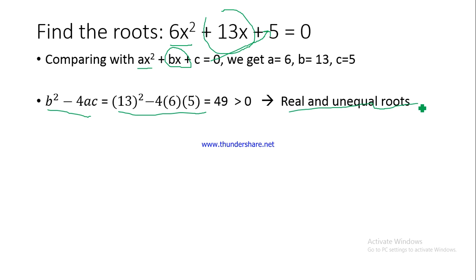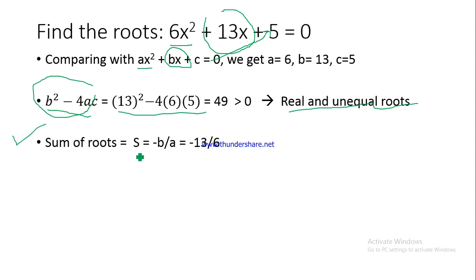So this is what you can simply find out using the b square minus 4ac expression, and we have seen in the slide that if b square minus 4ac is greater than 0, naturally the roots are real and unequal. Now what is the sum of the roots? Again, we have already done this: minus b by a. This minus is very important, never forget this. b is equal to 13, so minus b by a is minus 13 by 6, and this is the sum of the roots.